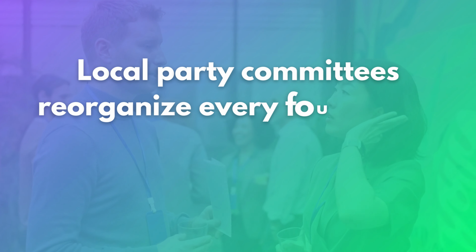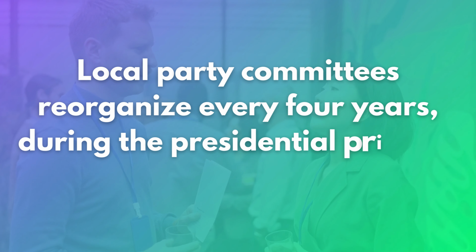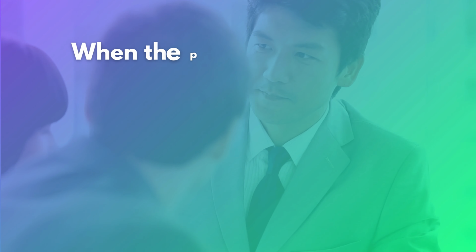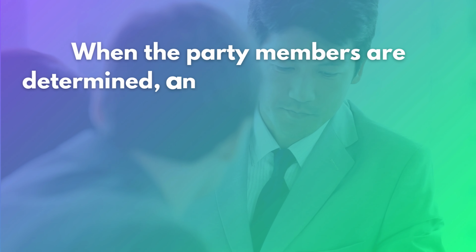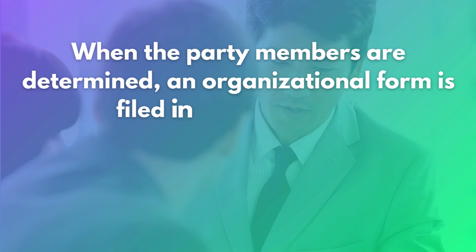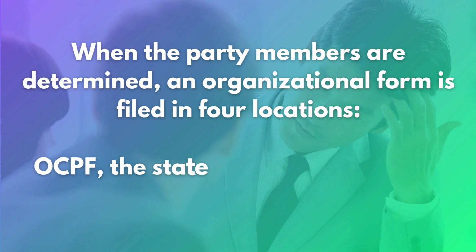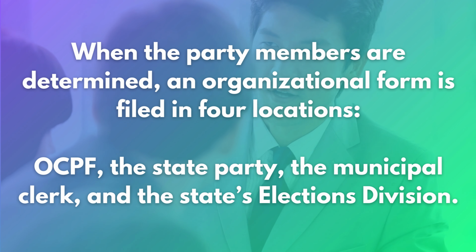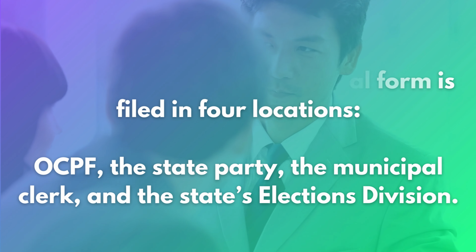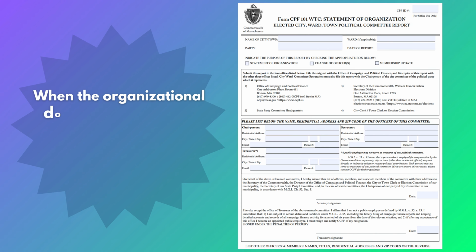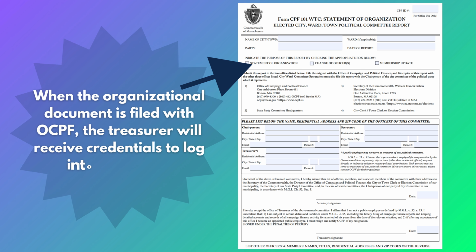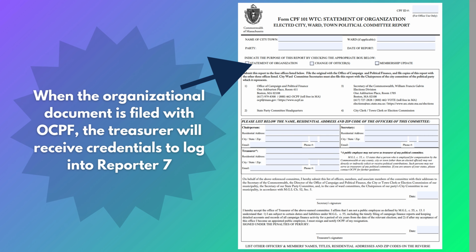Organizing. Local party committees reorganize every 4 years, during the presidential primary election. When the party members are determined, an organizational form is filed in 4 locations: OCPF, the state party, the municipal clerk, and the state's elections division. When the organizational document is filed with OCPF, the treasurer will receive credentials to log into Reporter 7.